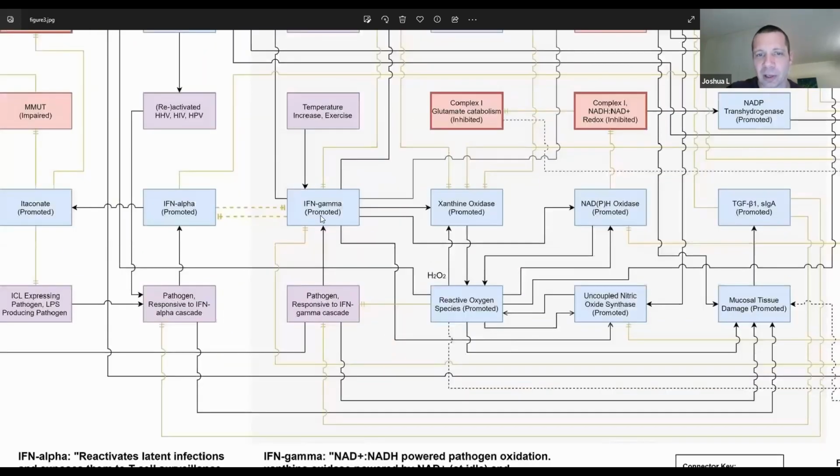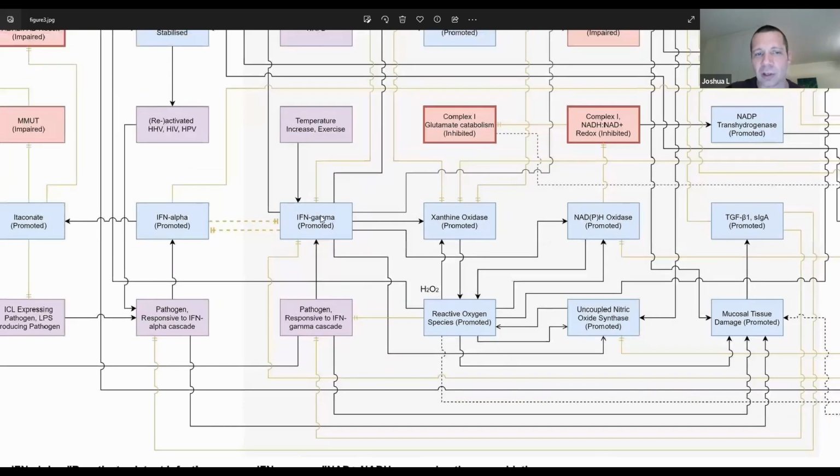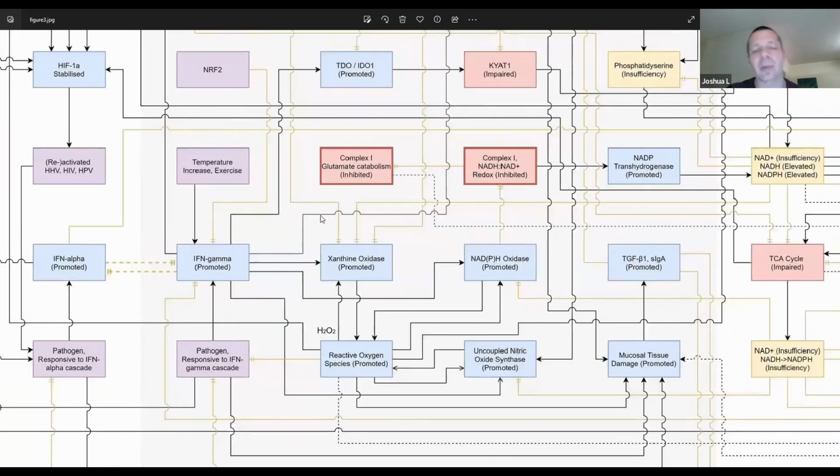This promotes interferon gamma. One of the interesting things is that interferon gamma does things, but one of the things that it does do is that it actually alters the metabolism in a way that produces reactive oxygen species to oxidize pathogens. Okay. Really straightforward. It does that via promoting xanthine oxidase. So that basically takes purines, turns them into uric acid, and at the same time, it generates reactive oxygen species.